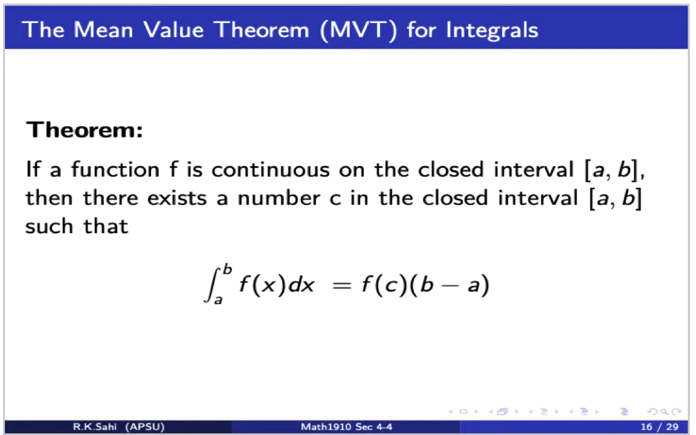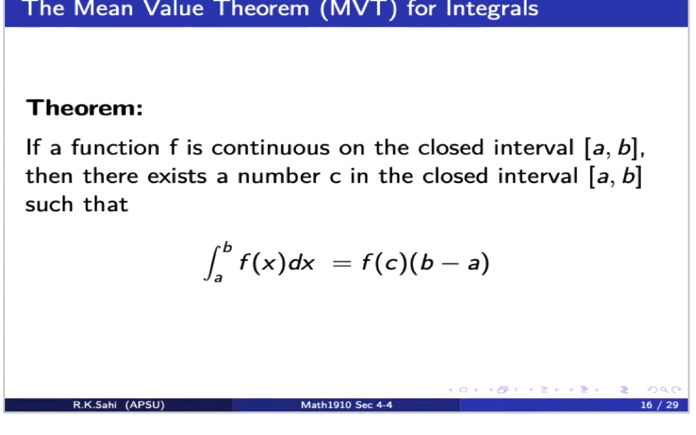The theorem says, if my function f is continuous on a closed interval a to b, then there exists a number c in this closed interval such that the integral from a to b of f(x) dx equals f(c) times (b minus a). What this basic theorem in a nutshell talks about is this.